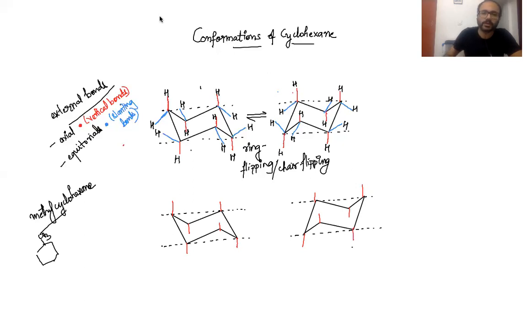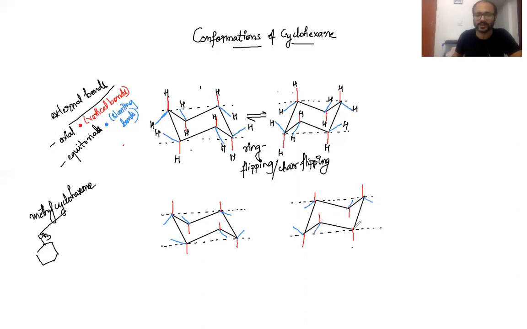Now let me draw the equatorial bonds with the blue bonds. So you have here the equatorial bonds, here again, and again, and again, equatorial bond, equatorial bond. After a period of time, you would be able to quickly draw these bonds very simply, like I'm doing right now. For me, it is very simple.